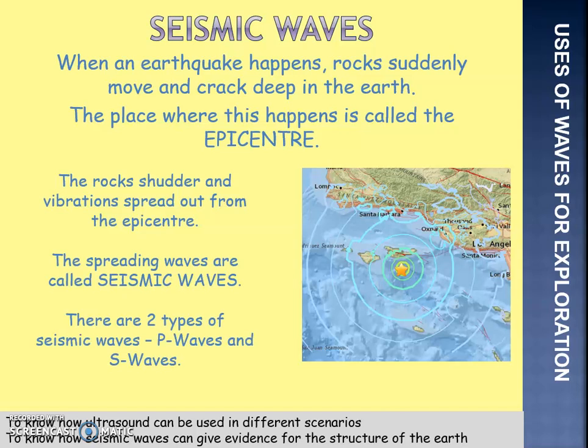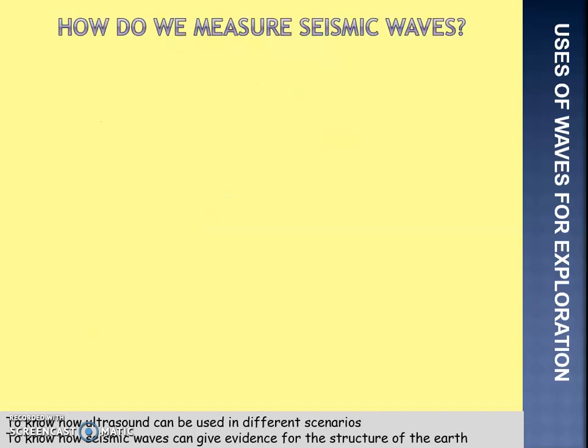There are 2 types of seismic waves. These are P waves and S waves. How do we measure them? We use something called a seismometer.